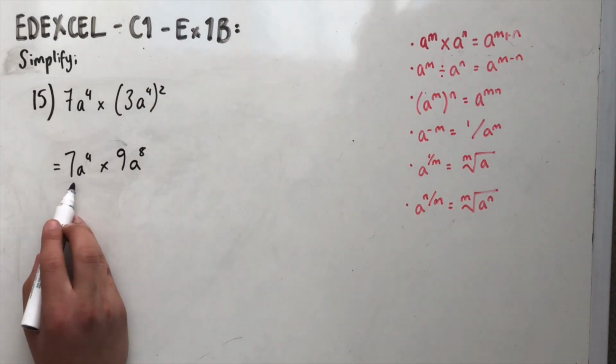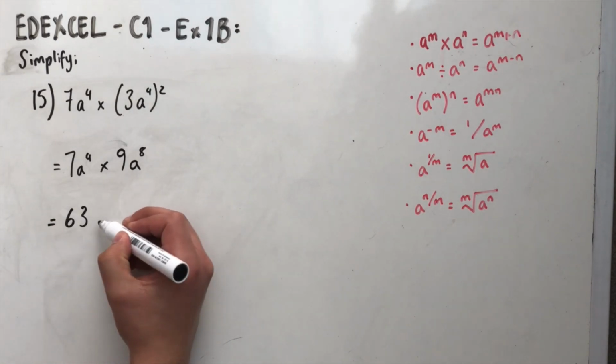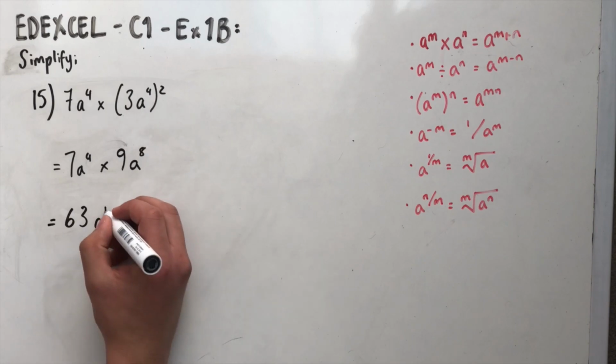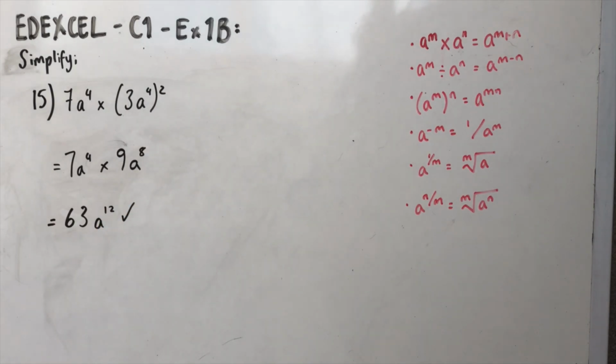Now using the first rule like we do on many of the other questions beforehand, 7 times 9 is 63, a to the power of 4 plus 8 is 12, 63a to the power of 12.